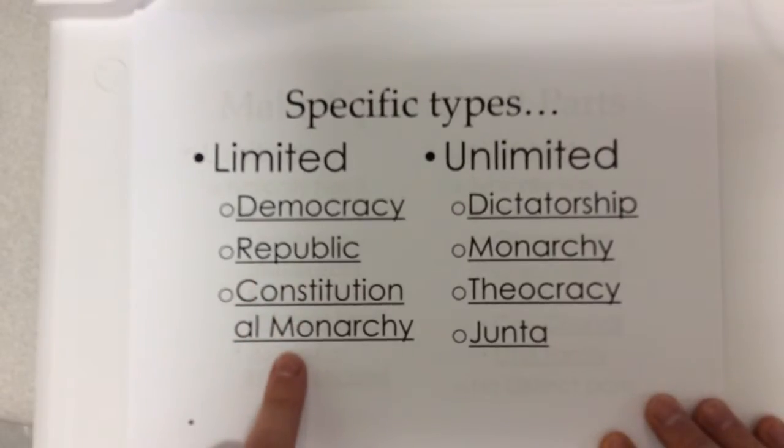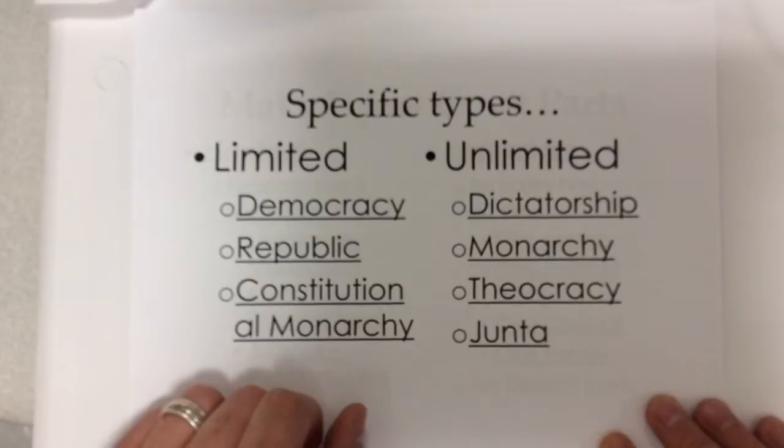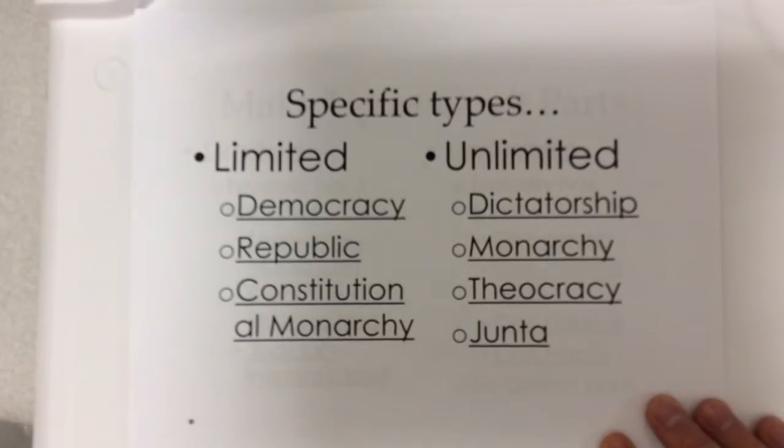And then a constitutional monarchy. Sorry, the AL got pulled off the end, but it's constitutional monarchy. And this is where a king or queen only has certain power based on a constitution. Currently, this is like the king or the queen of England and how she is able to rule.